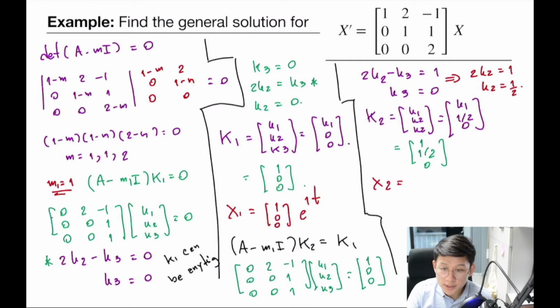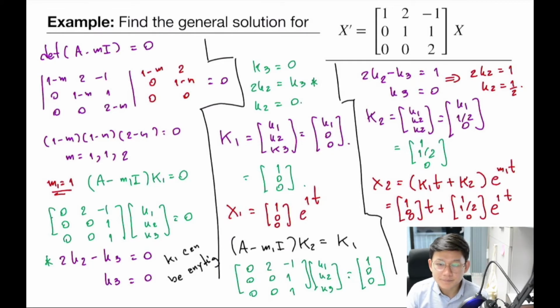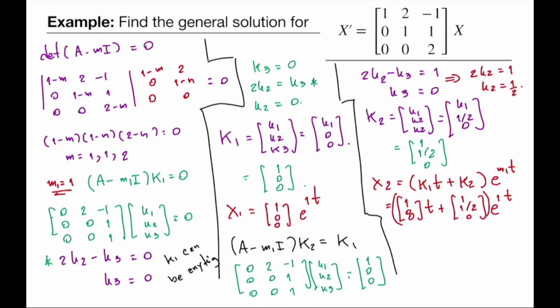So what is x2? x2 would be k1 t plus k2 e to the m1 t, right? So in that case it's (1, 0, 0) t plus (1, 1 half, 0) and then e to the 1 t. I need to have parentheses here as well. So in that case I have x1 and x2 already.